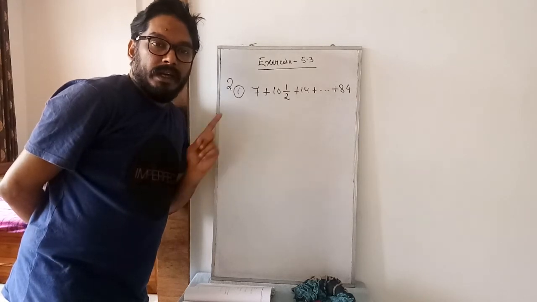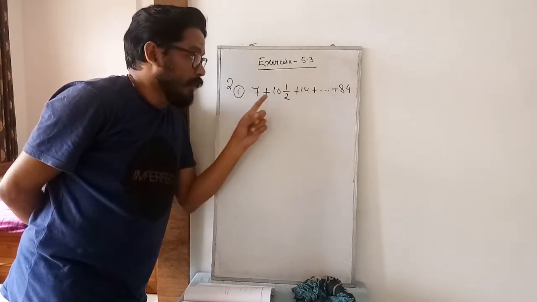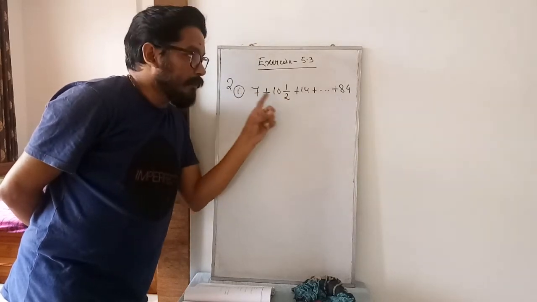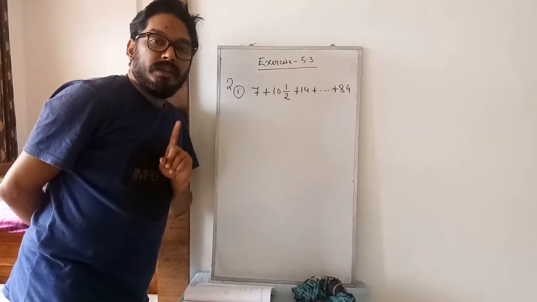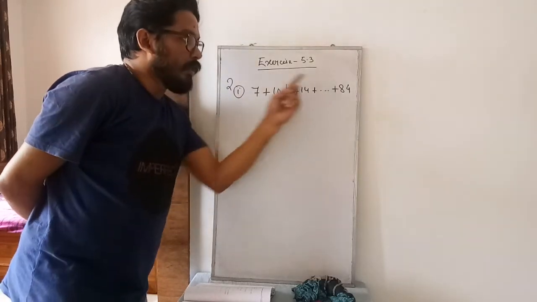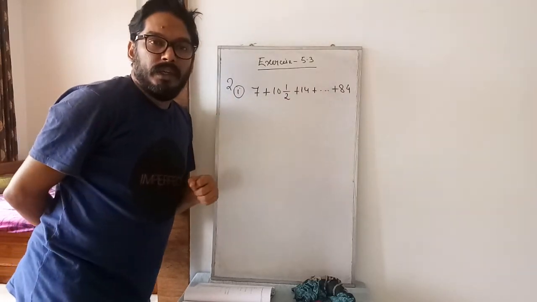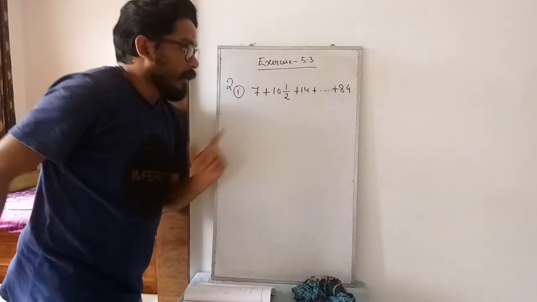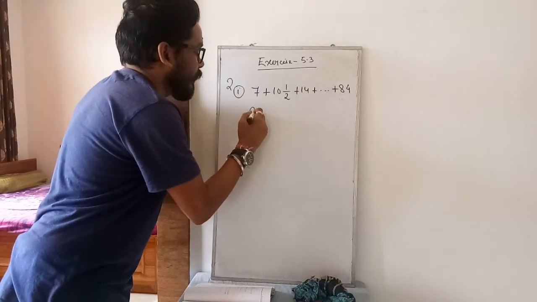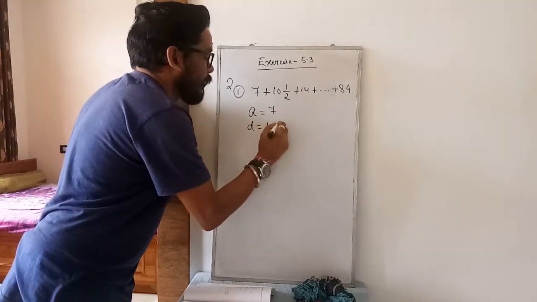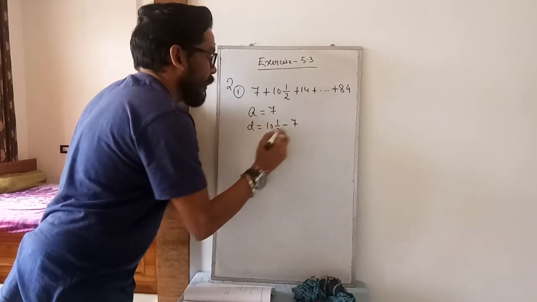Okay, keep it in mind, I am saying series not sequence, because the terms are connected by plus. So I first have to find out how many terms are there in this given series. Here the first term is a, and the last term you can denote by L, or write as the nth term an. So let me write: first a equal to 7, d equal to 10 and a half minus 7.